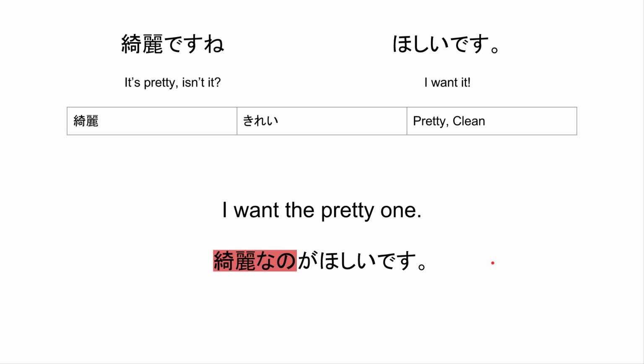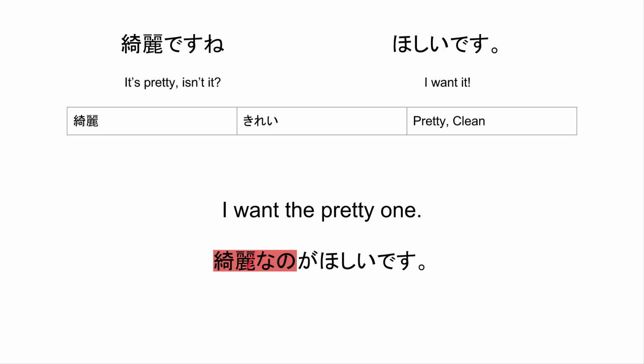Let's say there's 10 puppies and all of them are ugly except for one. Kirei na no ga hoshii. It wouldn't be kirei no ga hoshii. I'm sure that you could do that and people would understand it, but the correct grammar is kirei na no ga hoshii. I want the pretty one. Because this shows you, with the na still being there, that this is still kind of a noun all on its own, and we still need to modify it properly.